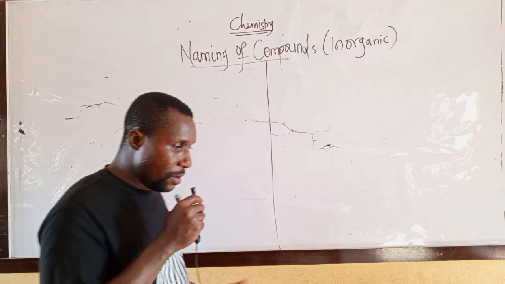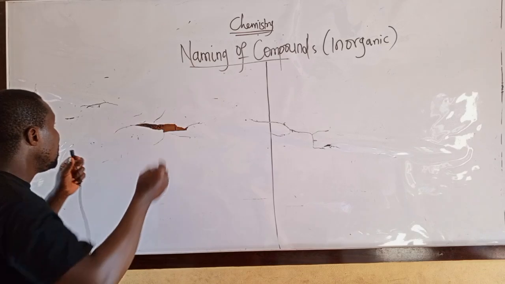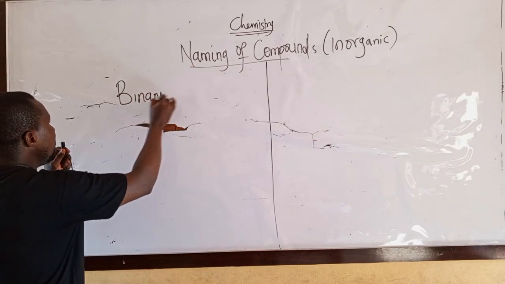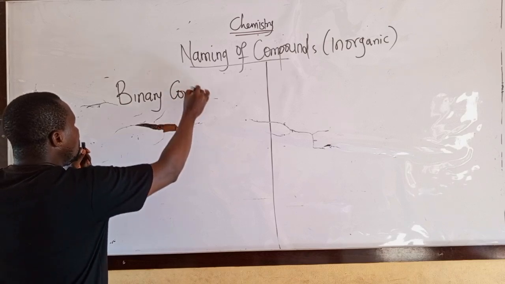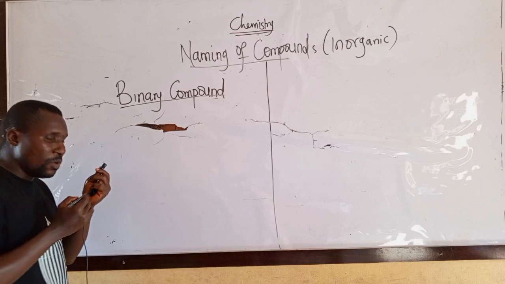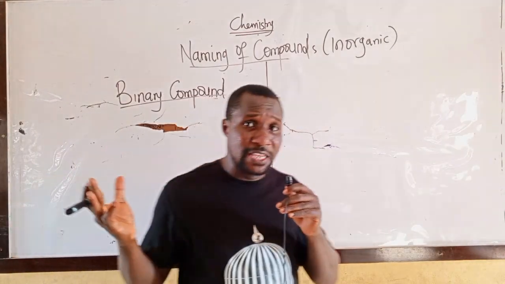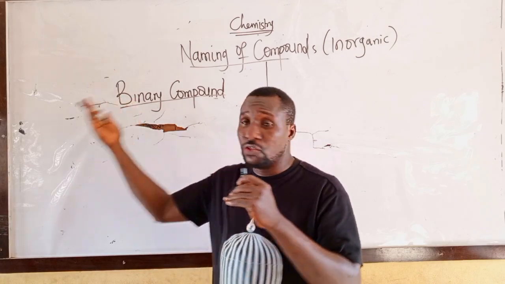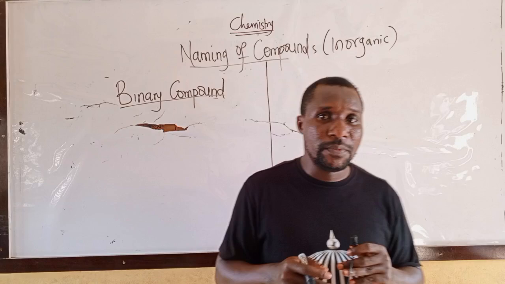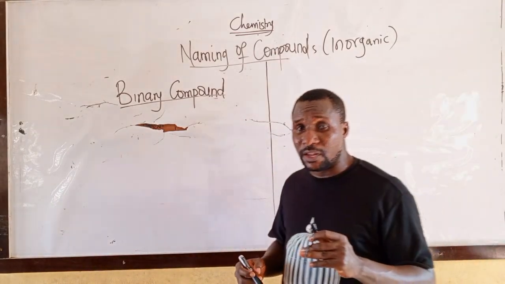In naming of compounds, we have to start from the basic part of it. How can we name a compound? We start from a compound that is called binary compound. What is a binary compound? As the name implies, bi means two. When you have two elements coming together to form a compound, that's a binary compound.